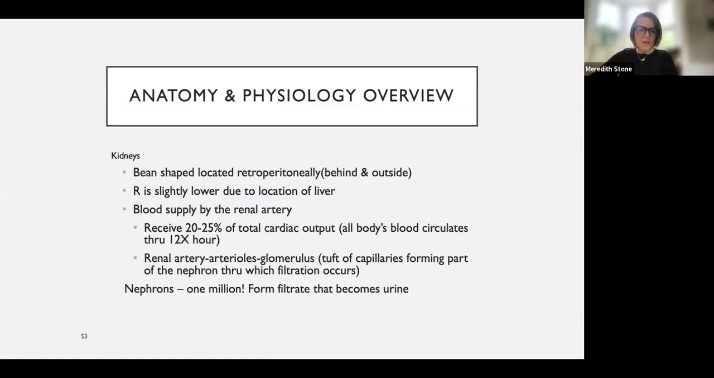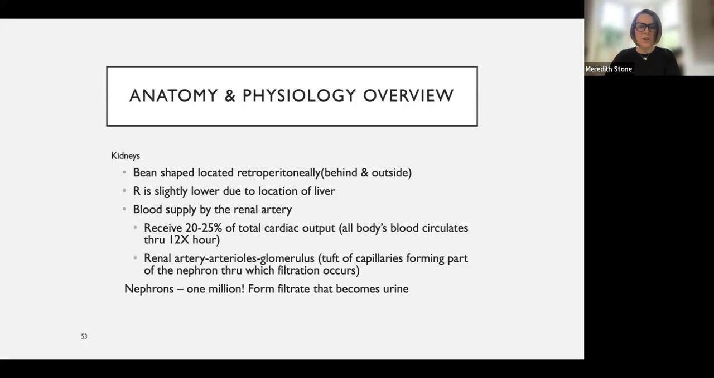So we're going to move on here to your anatomy and physiology. Okay, so you know your kidneys, you know where they're located, right? They're just behind and outside of the abdominal cavity. One thing, actually, kind of reviewing this, I always learn something when I go through, and I've taught this for many years, but I kind of forgot that the right kidney is a little bit lower than the left because of it being a little bit displaced by the liver.